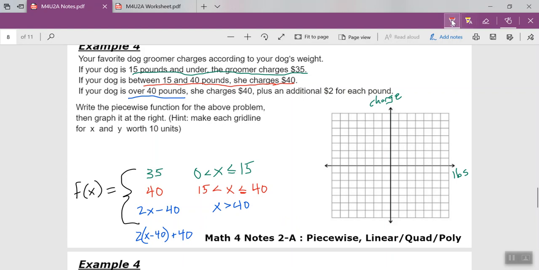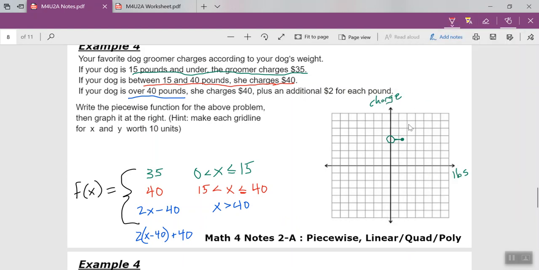All right, so let's start graphing this puppy. Now, we said that in my hint in the directions was to let each line count for 10. So if I'm going to start with a $35 charge, 10, 20, 30, 35, it's going to be an open circle there. Because again, I can't have a dog at 0 pounds. But anything above that, and we're going to go all the way up to 15. That is what that part is going to look like. That's the green part.